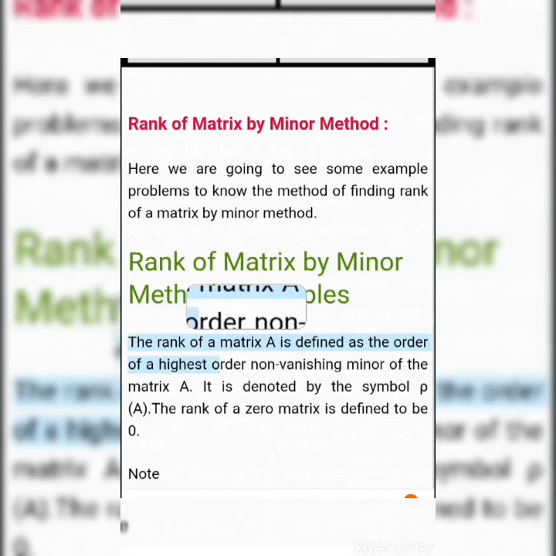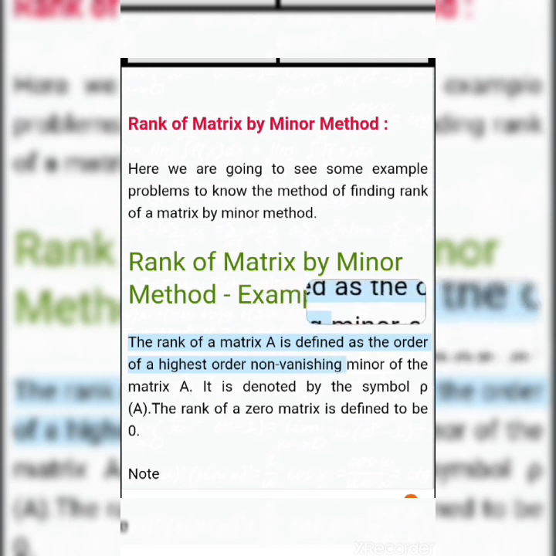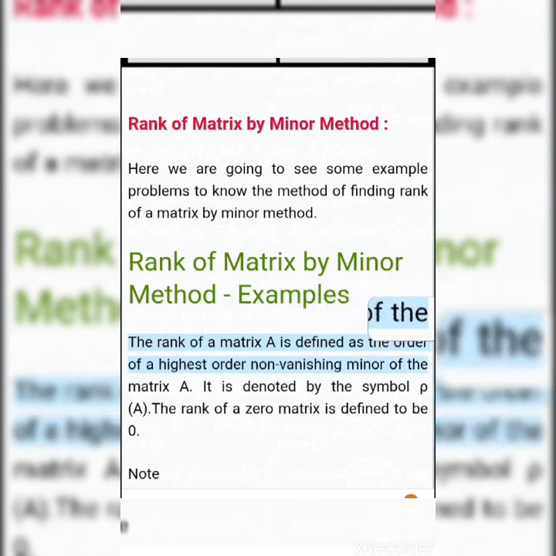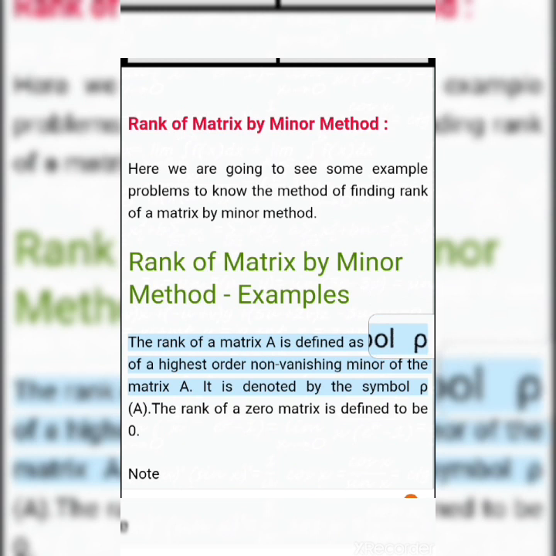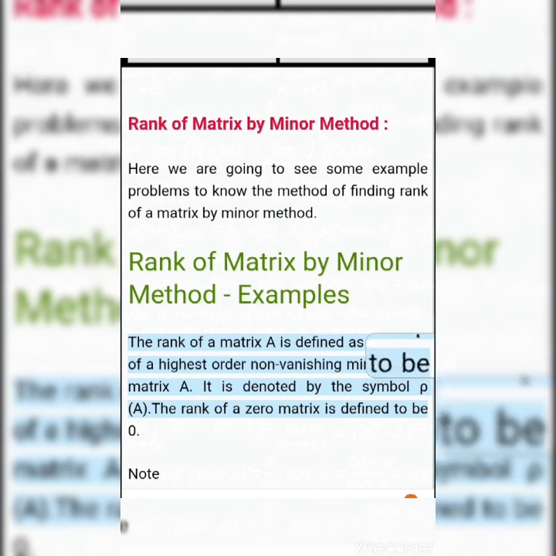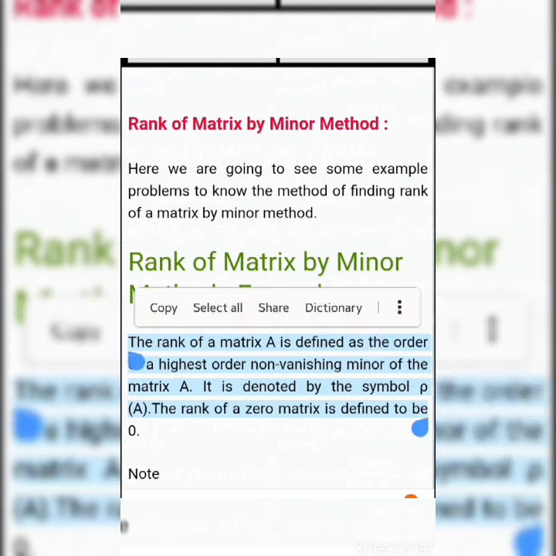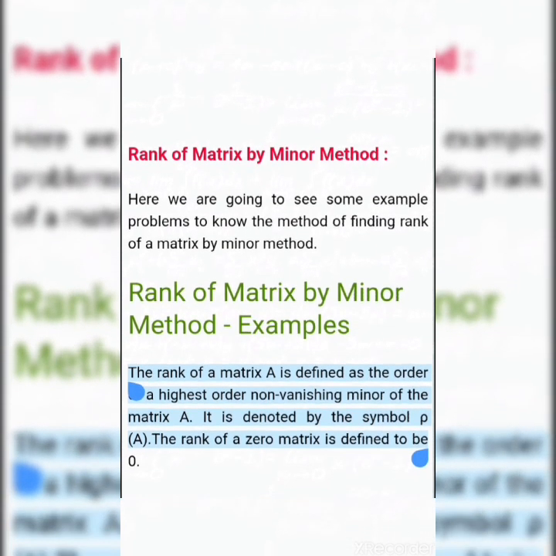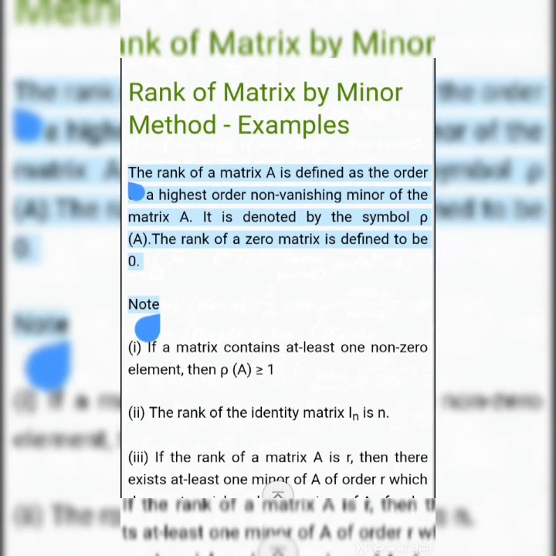The rank of the matrix is defined as the order of the highest order non-vanishing minor of the matrix A. It is denoted by the symbol rank of A, rho of A. The rank of a zero matrix is defined to be 0.